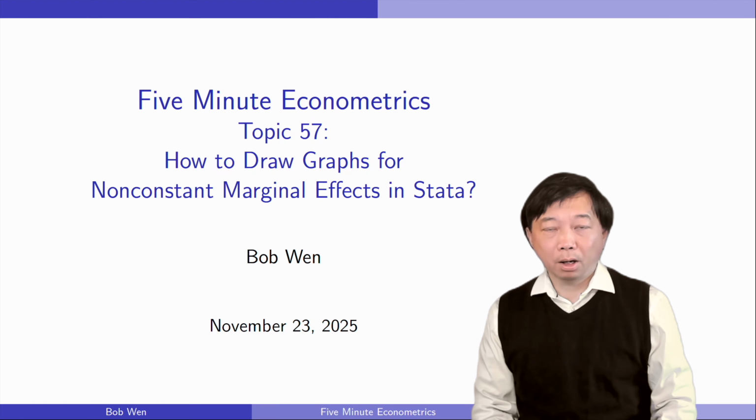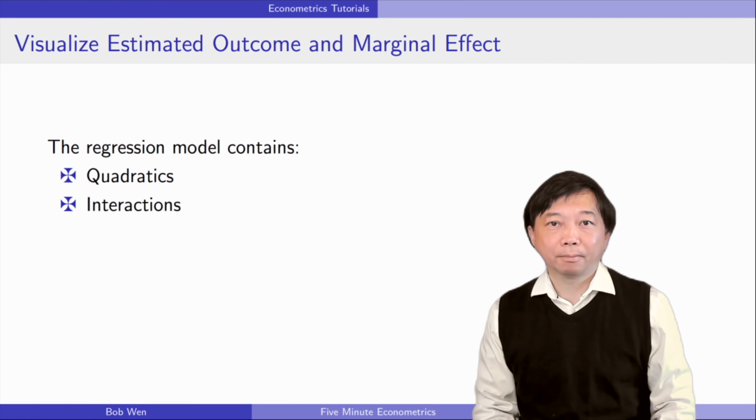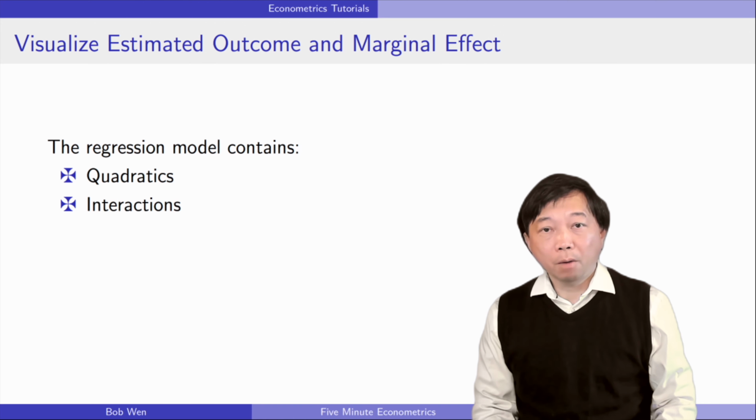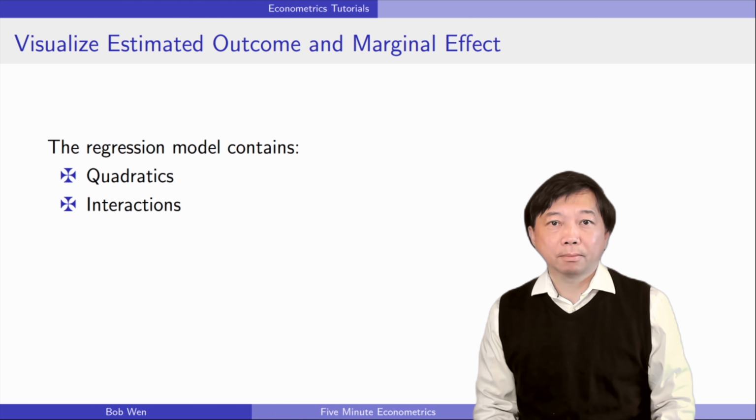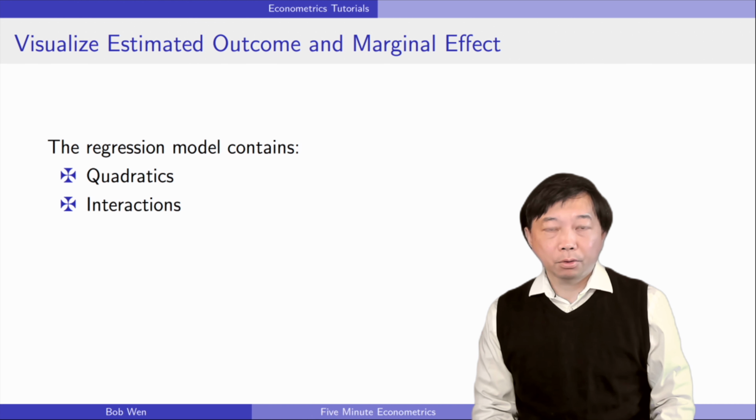Today, we will explore how to draw the fitted curves when the regression model contains an interaction term or a quadratic term. In these cases, the relationship between the outcome variable and the explanatory variable is not linear. The fitted curves could bend upward or downward. In other words, the marginal effect of x on y is non-constant. It changes with x. A graph is usually a good way to show this relationship clearly.